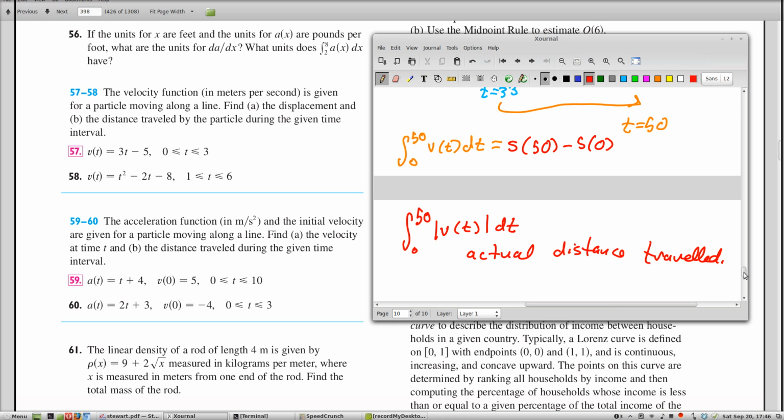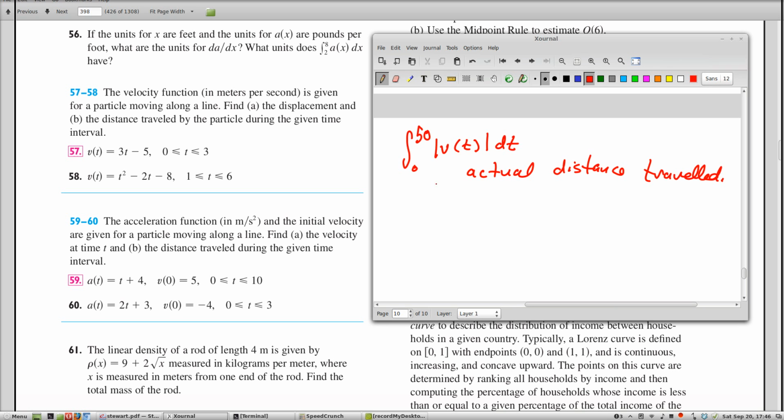Okay, so maybe you're thinking, well, I can't compute that, it's too complicated. But you can. Let's do number 59 together and work out those two things. So we'll do A, which is the velocity.